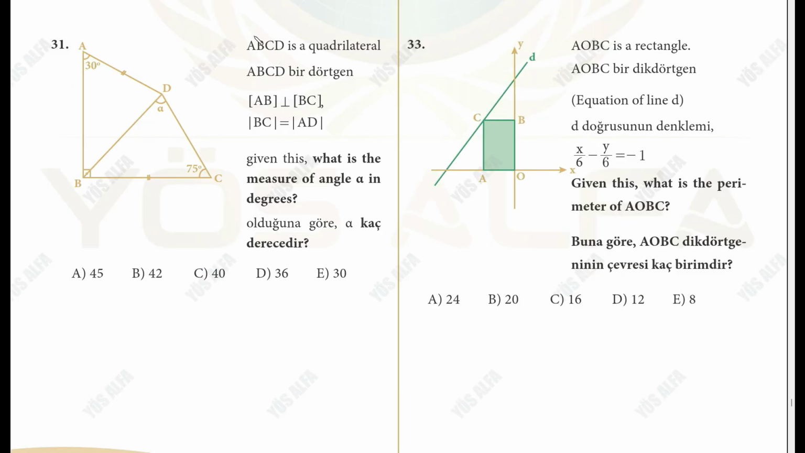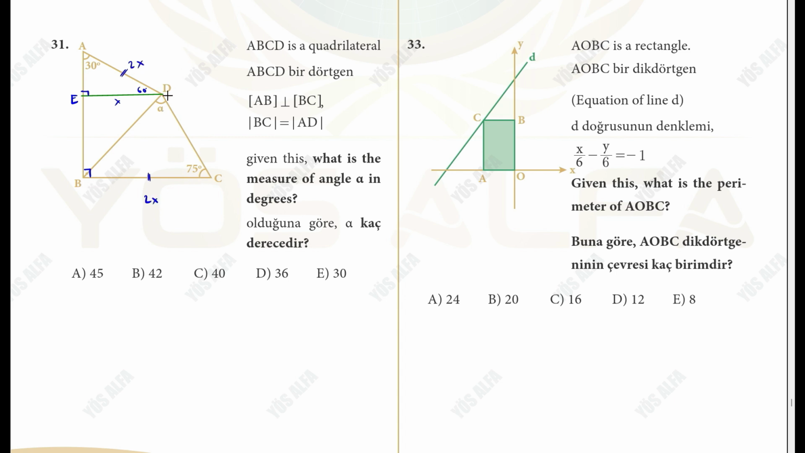31. ABCD is a quadrilateral. AB is perpendicular to BC. BC is equal to AD. Alpha is that. So we'll start with drawing a perpendicular line from D to AB, and we'll name the intersection point. So we have a special triangle with 30, 90, and 60 degrees. If the opposite side of the 30 degrees angle is x, then we know that the hypotenuse, if AD is 2x, then BC is also 2x.